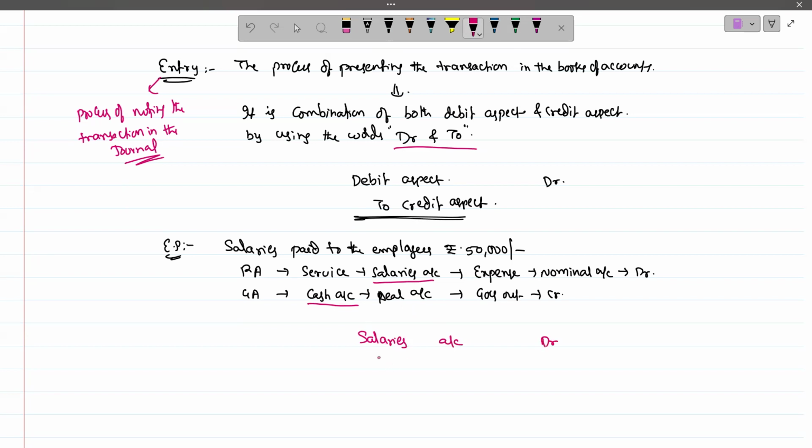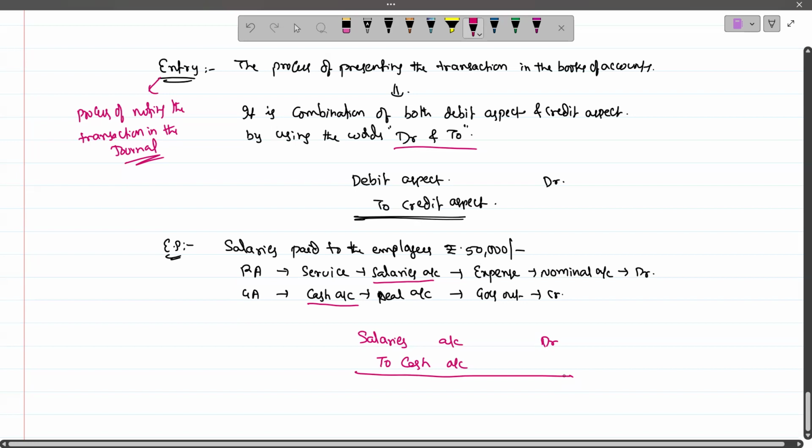From the middle of the debit aspect, we have to start the credit aspect in the next line, and it always starts with the word "to", cash account. This is the form of entry. And we have to read it as salaries account debited to cash account. Okay, so this is what is meant by entry and how to write the entry. Okay, next.